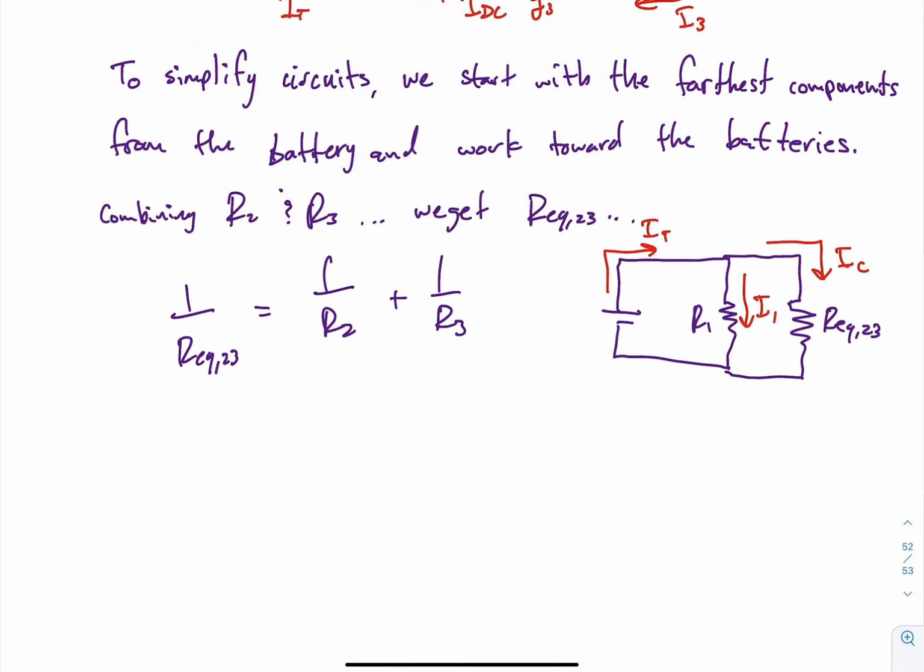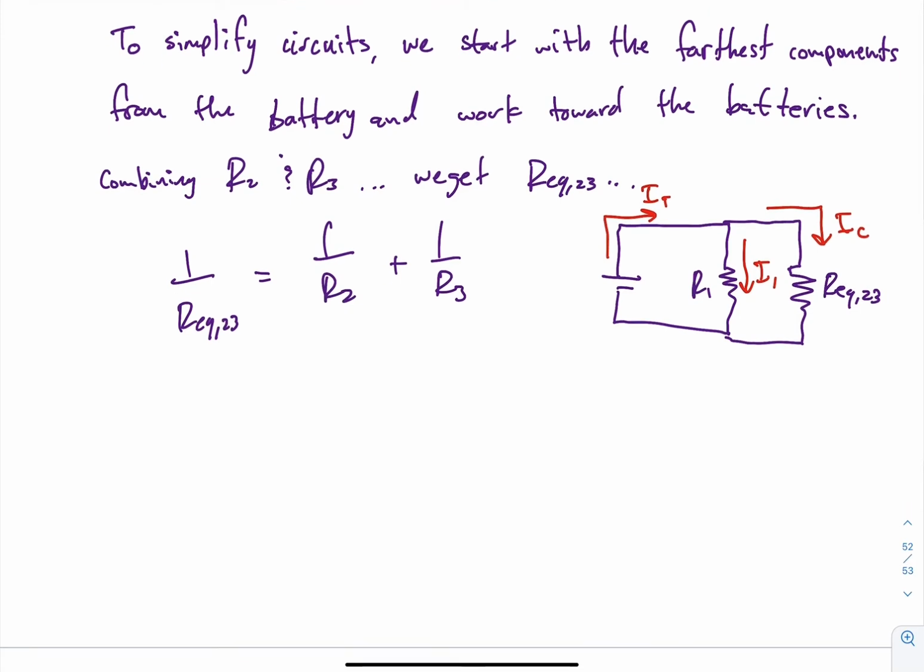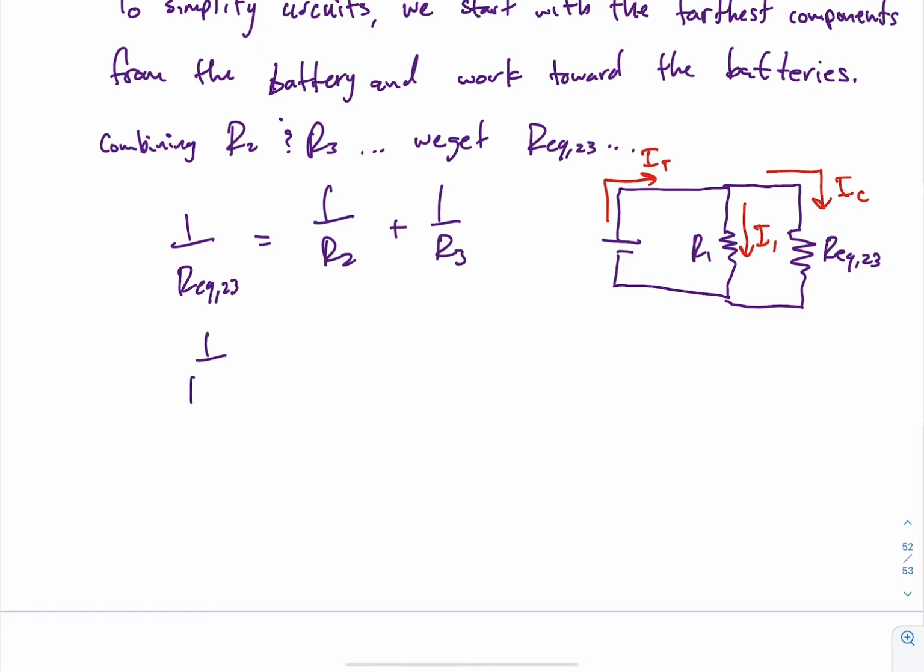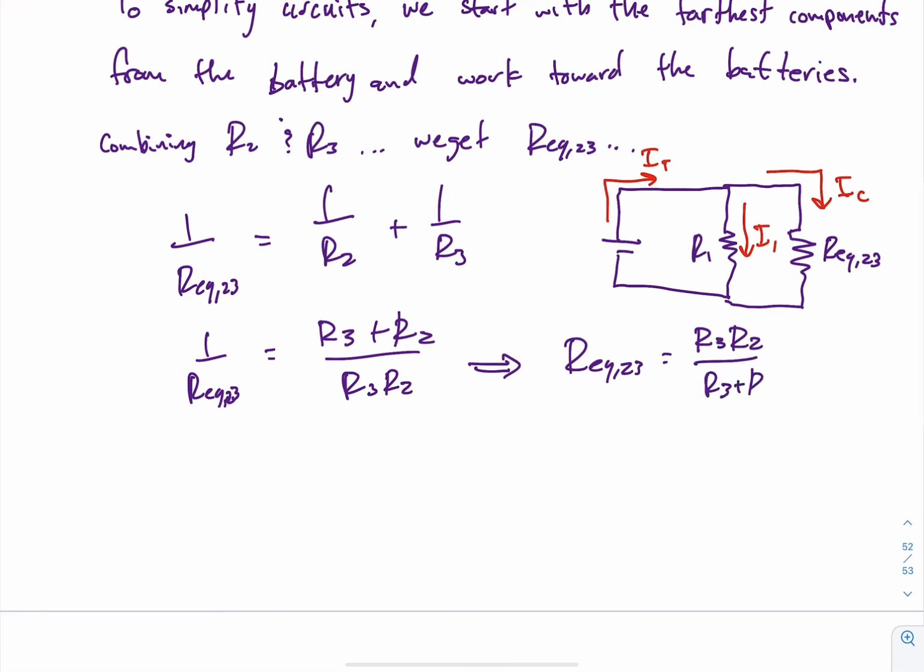Now, keeping in mind that this is our given equation, we have a 1 over R equivalent here, so we can't just add these and be done with it. If we were to work with our algebra, we could show, by combining these with a common denominator, we could get R3 plus R2 over R3 R2, and then we could invert both sides. So R equivalent for 2 and 3 would be R3 times R2 over R3 plus R2. If we substitute our values, we can solve this.